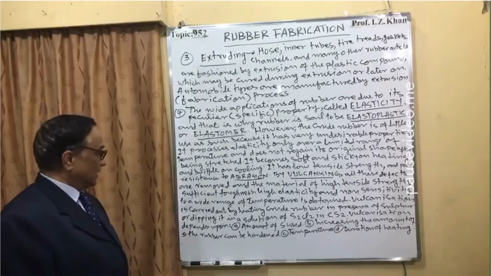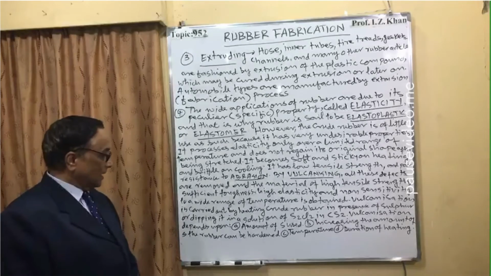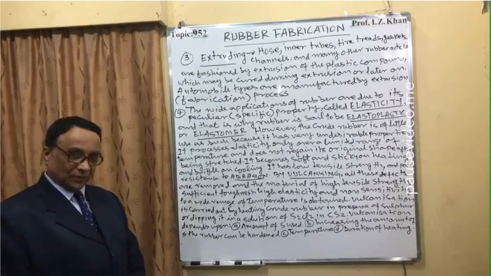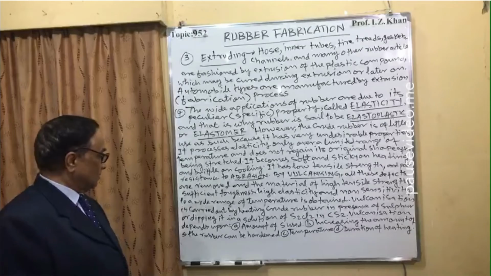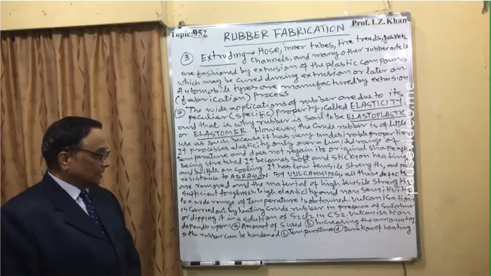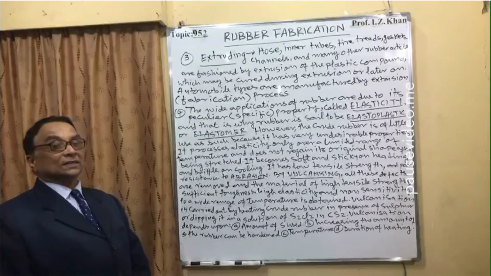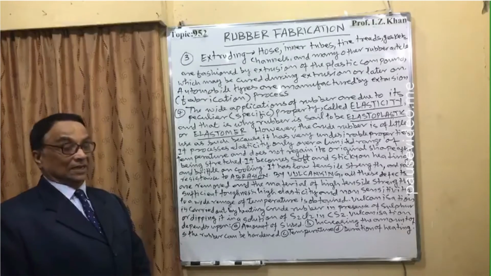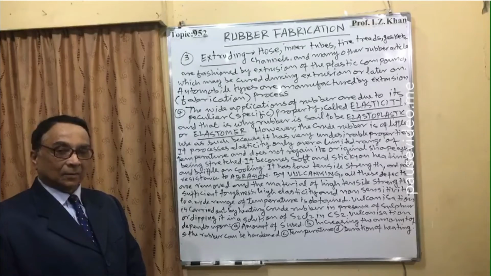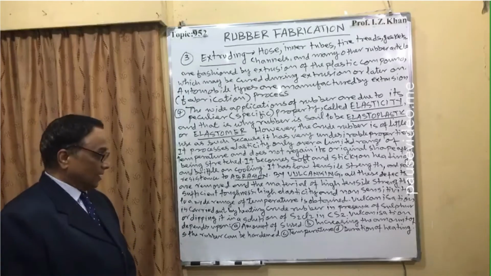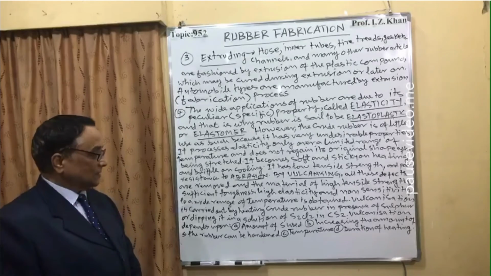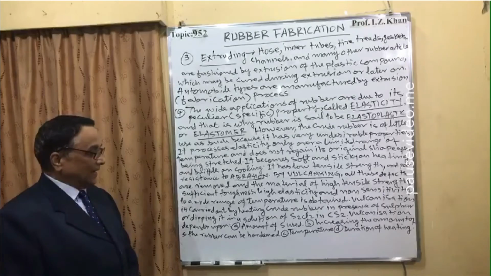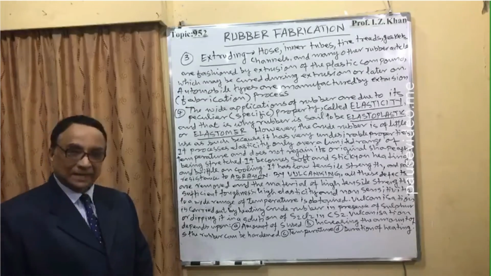Vulcanization depends upon the following factors. Number one, A, the amount of sulfur used. By increasing the amount of sulfur in the process of vulcanization, the rubber will be hardened. C, temperature is the most important factor during vulcanization. And D, duration of heating.